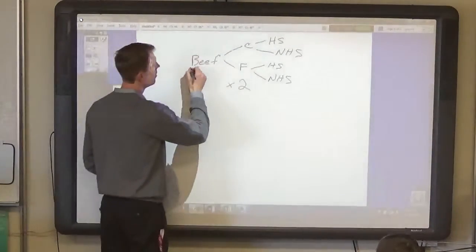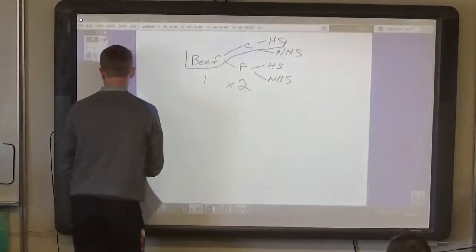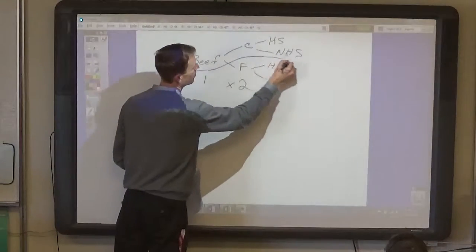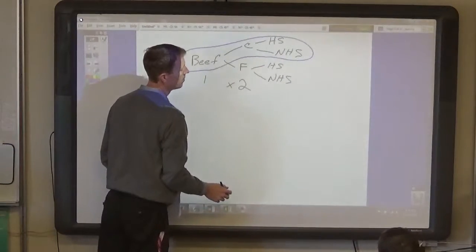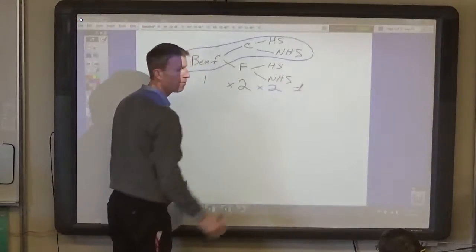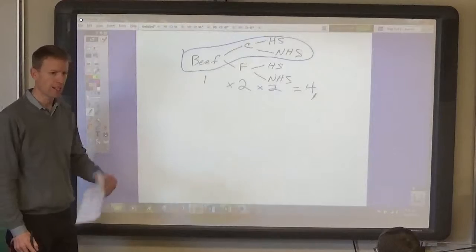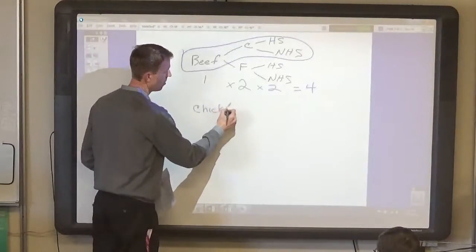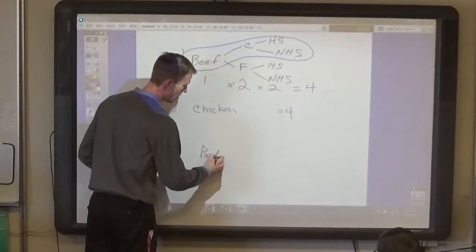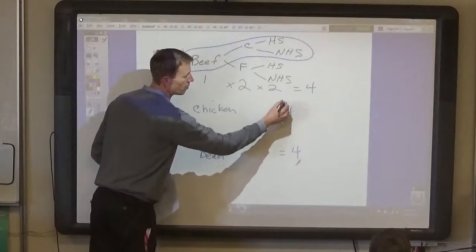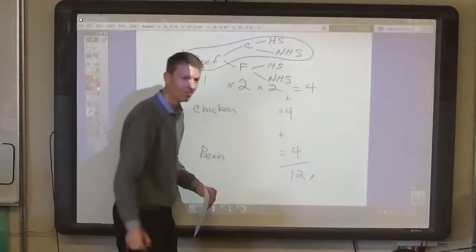If you just follow one, so what you do to figure out the numbers is you just follow one branch. So for this, there's 2 choices, and for this, there's 2 choices. Okay? So for beef, there's a possible 4 choices. And then for chicken, there's a possibility of 4 choices. And for bean, there's a possible 4 choices. 4 plus 4. Oh, no. I'm sorry. There's 12. 12 choices. Yeah. Okay?